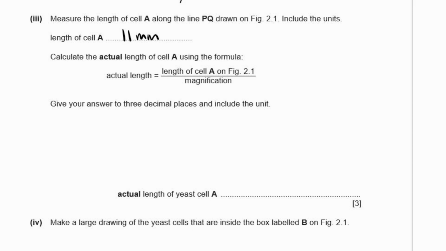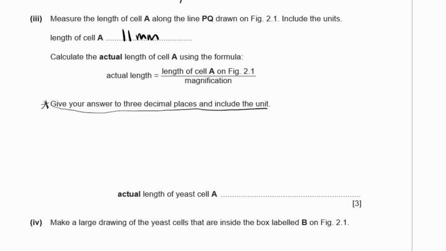Okay, so calculate the actual length of cell A using the formula. Actual length equals the length of the drawing over your magnification, and give your answer to 3 decimal places and include the unit. This is again a part that people often forget. For some reason, it's easy to kind of miss this last line in a question.